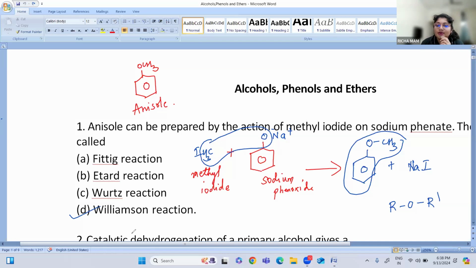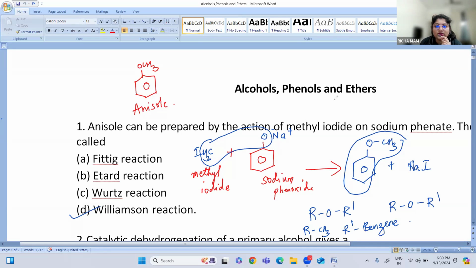It is a Williamson's reaction, because what we have prepared here is an ether. So what is our answer? It is a Williamson ether synthesis. When methyl iodide reacts with your sodium phenoxide, we are getting a ROR dash compound, right? Your one R is your methyl group and another R dash is your benzene ring. So this is an ether synthesis. Our answer is D. Okay.